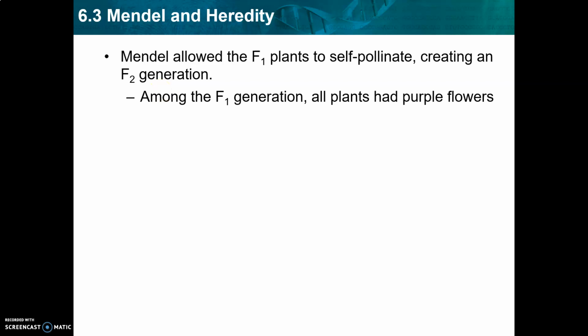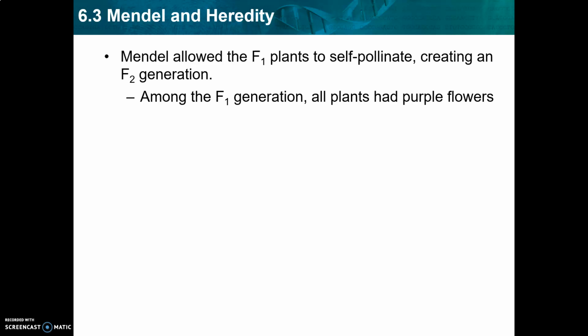So the interesting thing that Mendel noticed is in the F1 generation, that was the first set of offspring from those original parents, all of the plants had purple flowers. Even though one parent was purple and one parent was white, all of their offspring were purple. And so that was something interesting that Mendel noted.